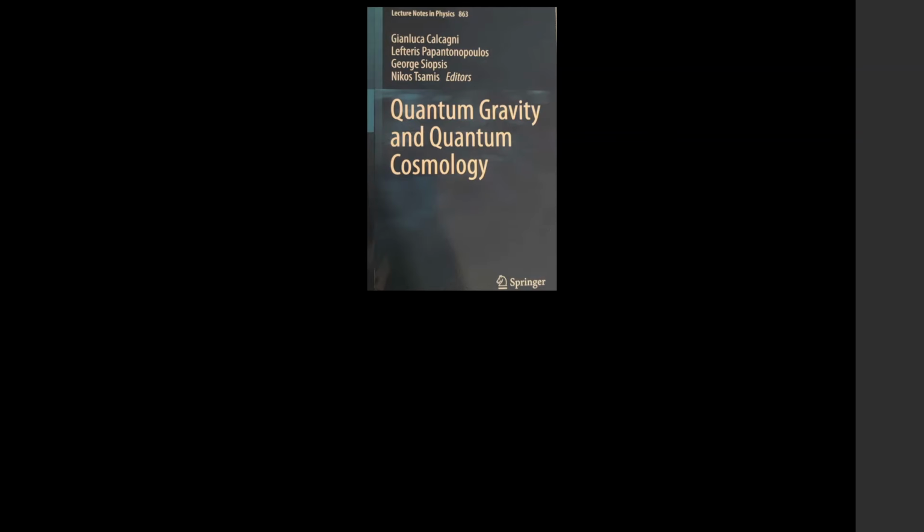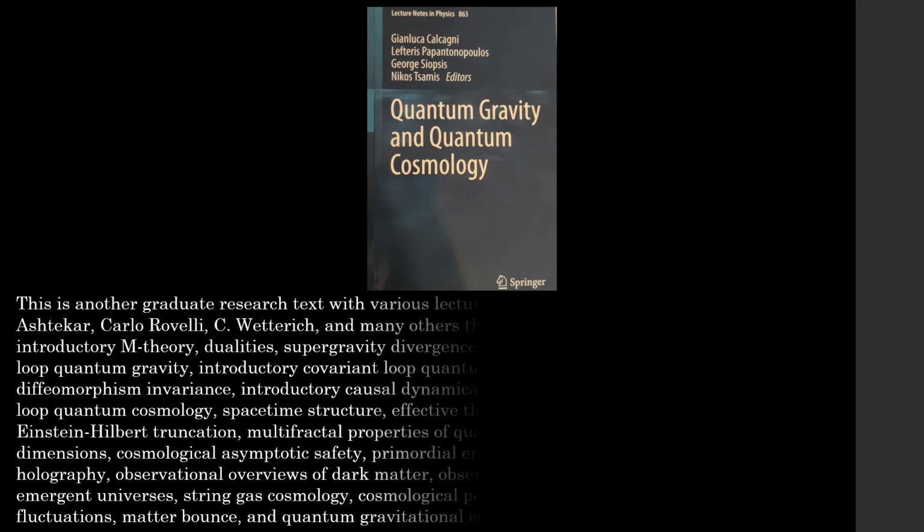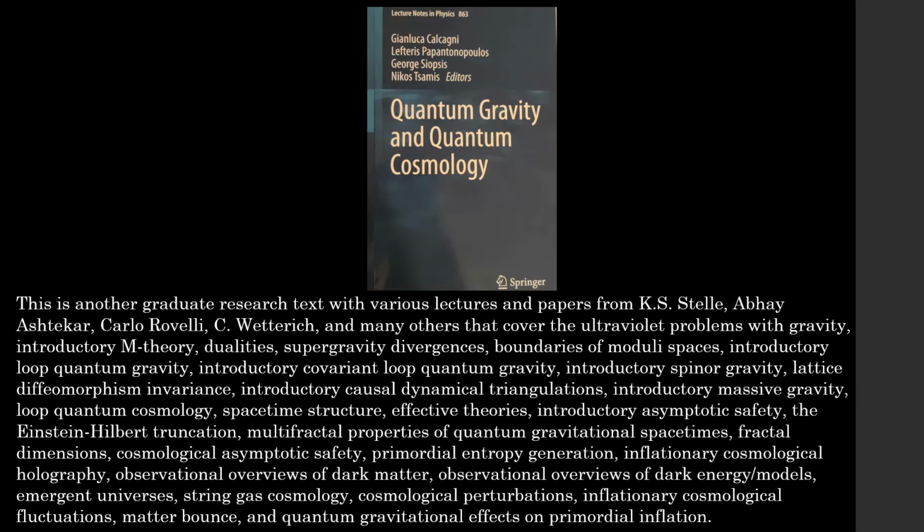Then you have a similar book on quantum gravity and quantum cosmology. It's a similar book, but it goes into a slightly different direction. It gives you an overview of many of the things that I mentioned in the last book, but this also gives you an overview of things like dark matter and dark energy as well, as far as observational overviews and their theoretical models. It goes into inflationary cosmology, further into matter bounce and quantum gravitational effects on primordial inflation.